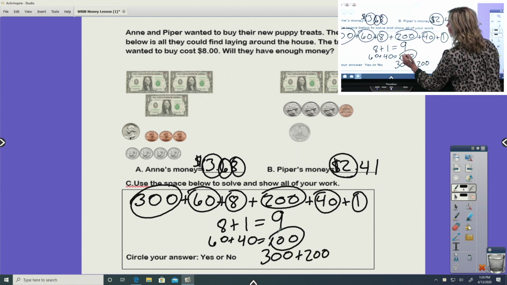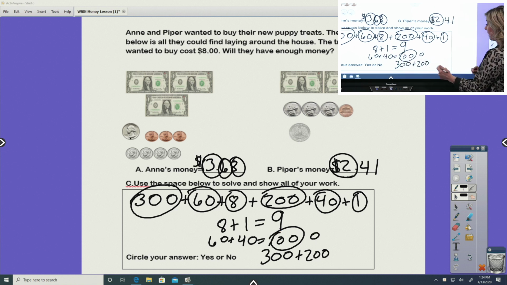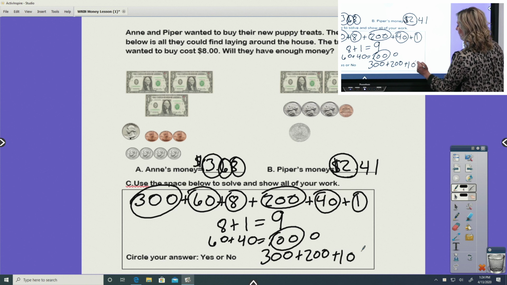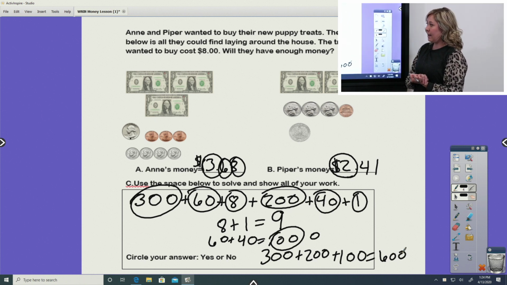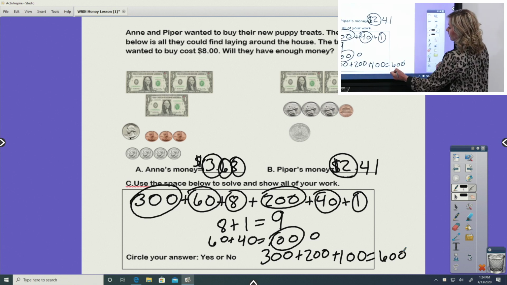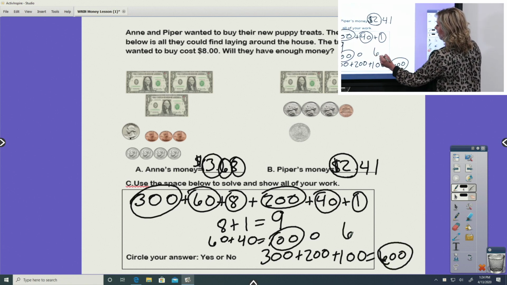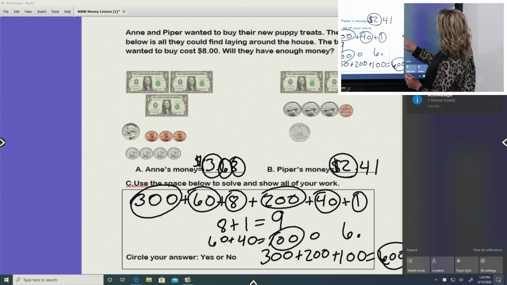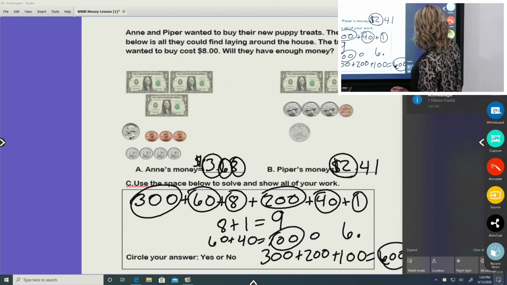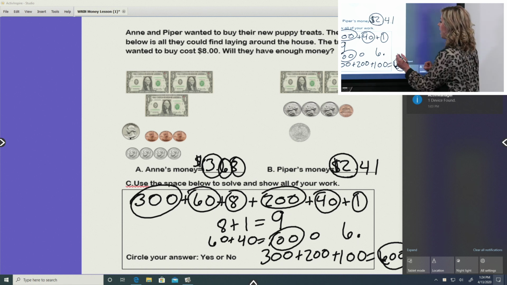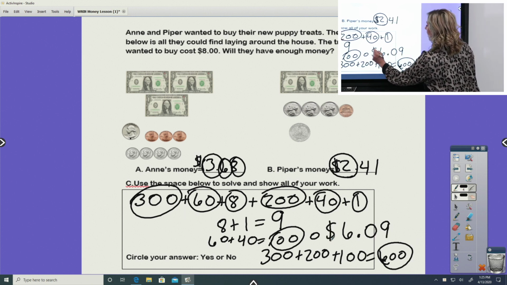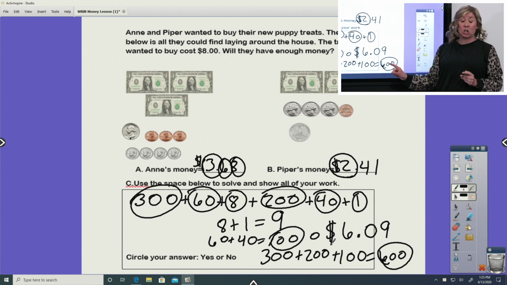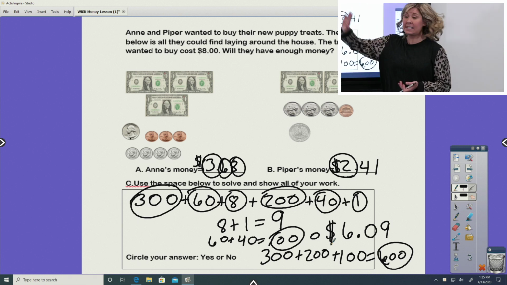But I'm going to include this new 100, so I'm not going to have anything in my tens place. I'm going to add it in down here, and that's 3, 4, 5, 6. So I have 600. And when I go to put that back in as money, I'm going to consider this my dollar amount, so $6, that's 600 cents. Uh-oh. $6, nothing in the tens column, and then we have 9 cents in the ones column. Okay, so they found $6.09. The treats cost $8.